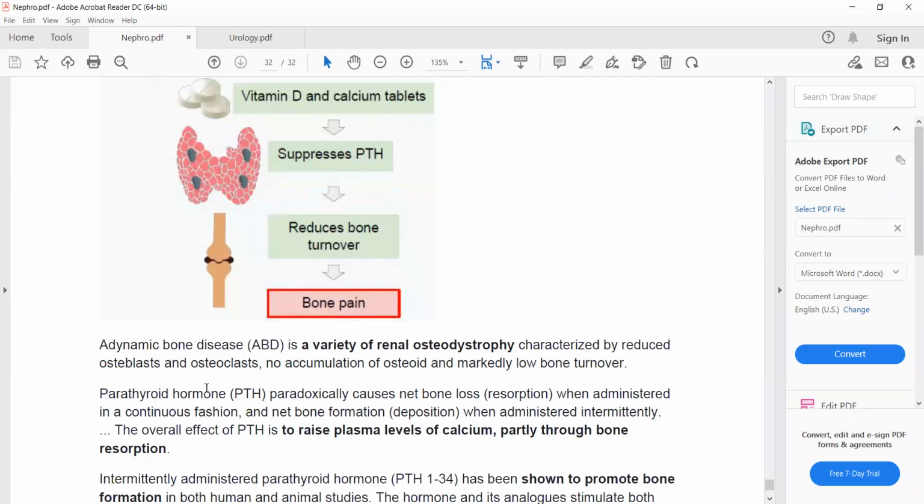So this is known as adynamic bone disease. Sometimes in the PLAB exam, a question will be asked in which a patient is described with features of CKD, taking vitamin D and calcium tablets, and he has developed bone pain. And they will ask you about the cause of the bone pain. Though the patient is taking vitamin D and calcium, he still has bone pain, then your answer will be adynamic bone disease. Or another right answer can be over-replacement of vitamin D and calcium, which has led to suppression of PTH. And suppression of PTH will cause reduced bone turnover, due to which the patient will develop bone pain.